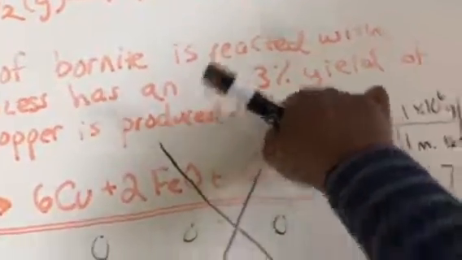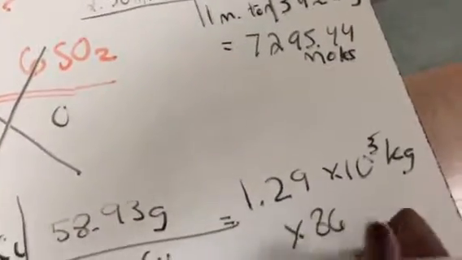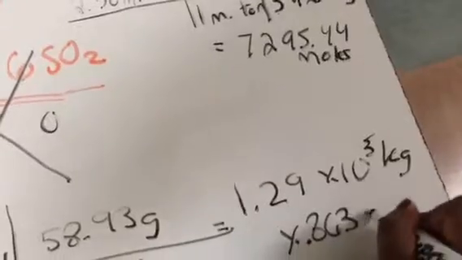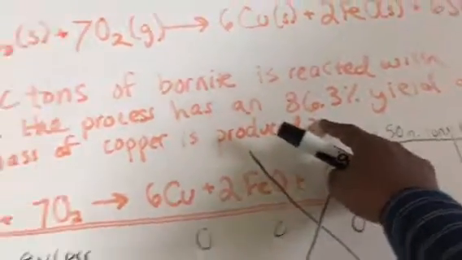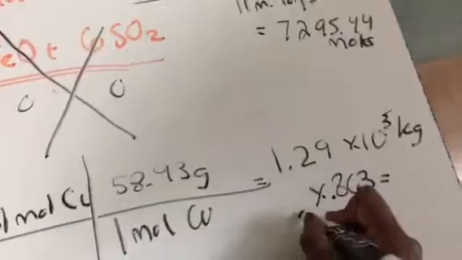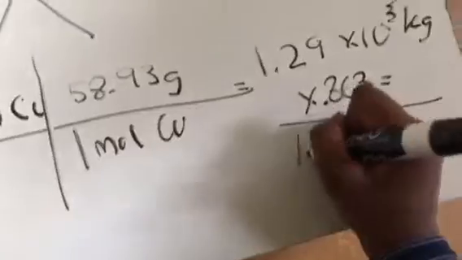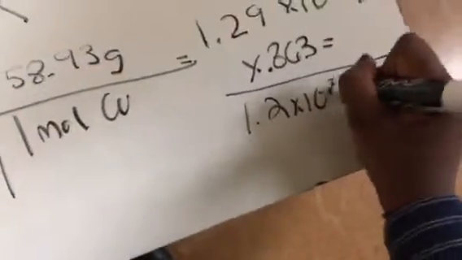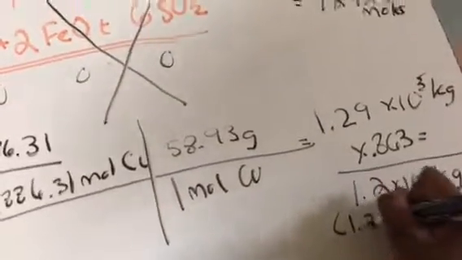But we have to remember, since it says 86.3% yield, we have to multiply that by 86.3%. Because this is the maximum amount we could have, but since they said this only comes out as 86.3% yield for copper, it won't be that maximum amount. So the answer we get is about 1.2 times 10 to the third kilograms, or 1.2 metric tons of copper.